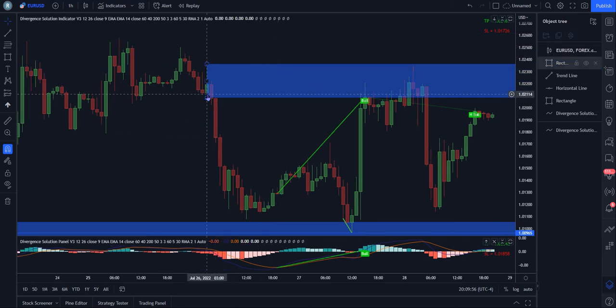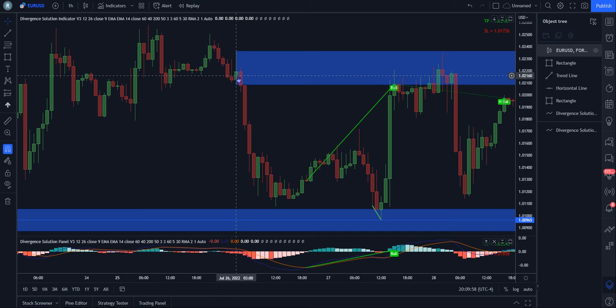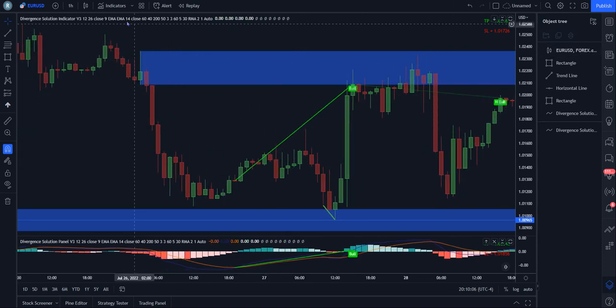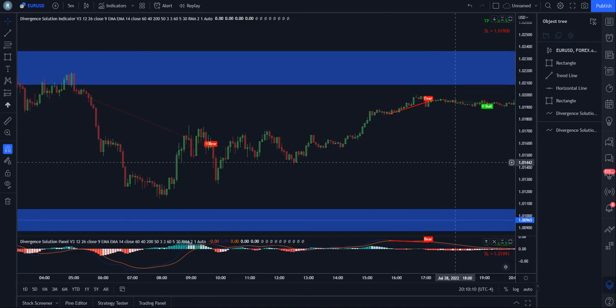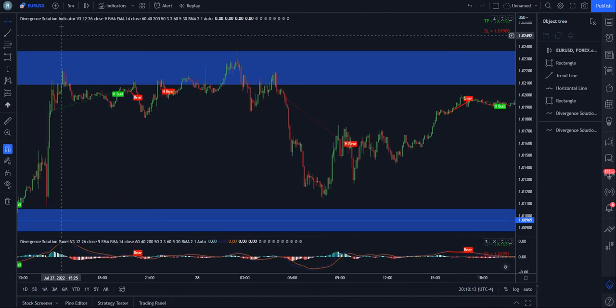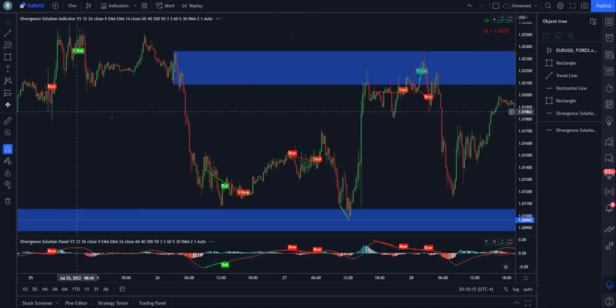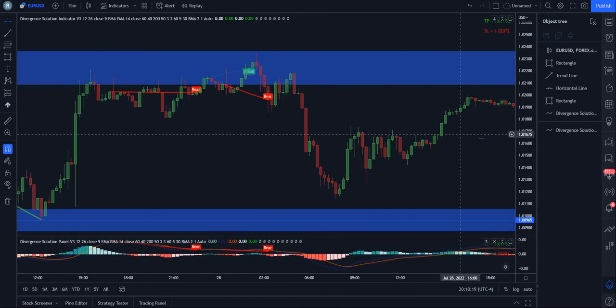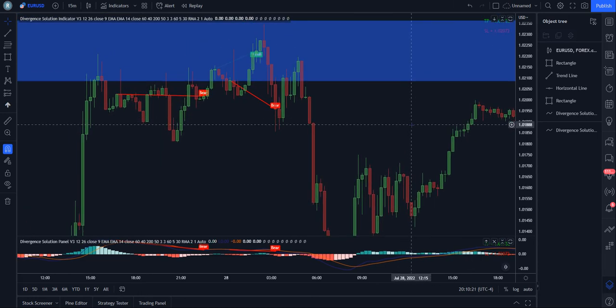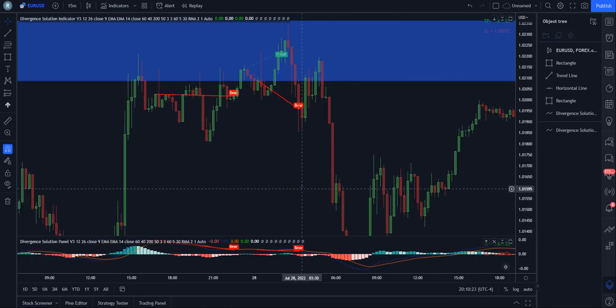This is supply. This is valid supply because it caused a move that broke a significant low. So this has now become a significant POI to us. So that's the 1 hour zone. We'll just drop down into the 5 minute. Actually, you can play around with time frames. Just quickly, the 15 minute, you can see here.